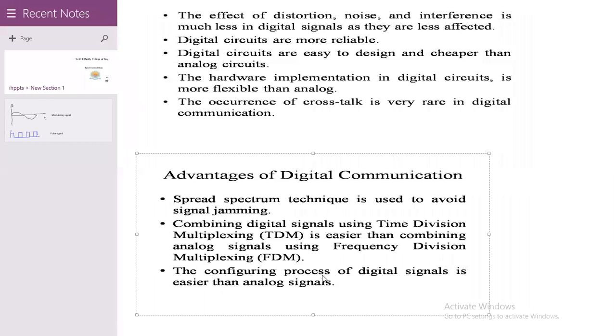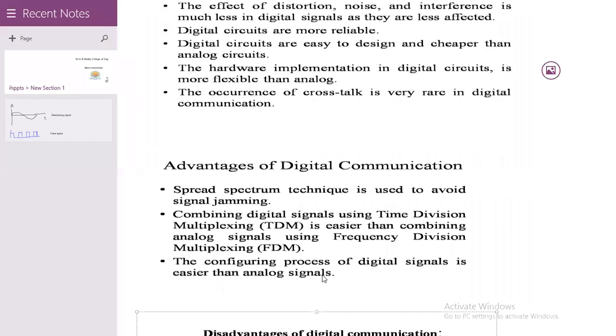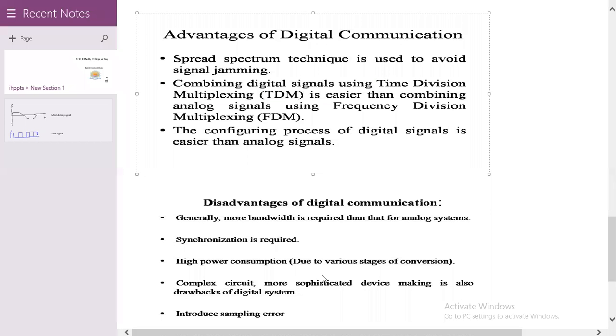And here are the advantages. There are so many applications in digital communications, and spread spectrum techniques can easily be used. Time division multiplexing and frequency division multiplexing are all used in digital communication systems over the analog communication system. So advanced techniques are used in digital communication compared with analog communication.